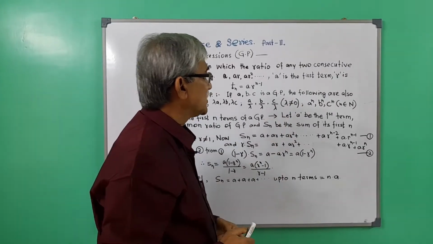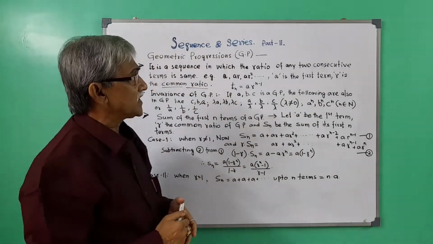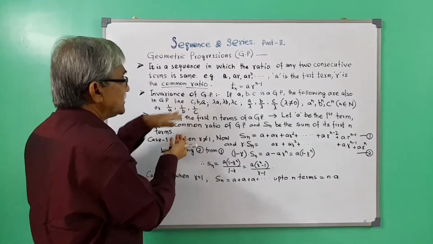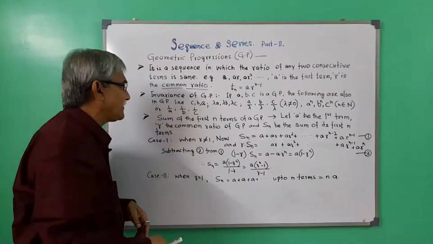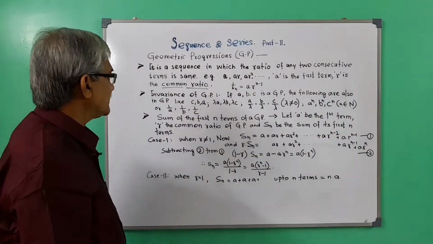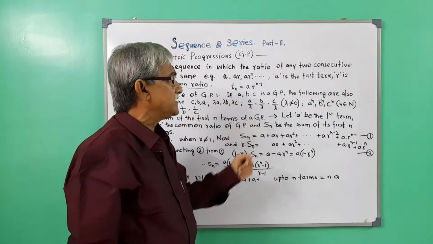Or the terms A to the power n, B to the power n, C to the power n, where n belongs to the natural numbers. Or the reciprocals, 1 by A, 1 by B, 1 by C, all will be in GP if A, B, C is in GP. Next, the sum of the first n terms of a GP.